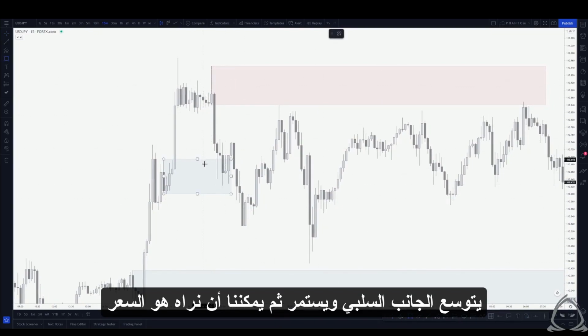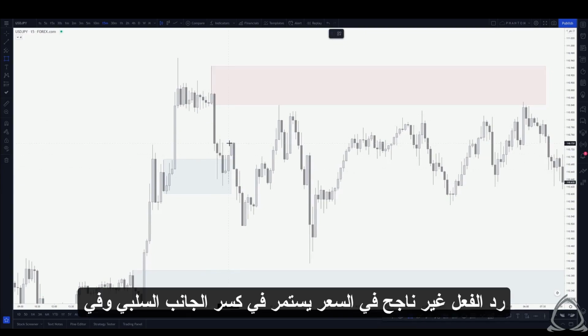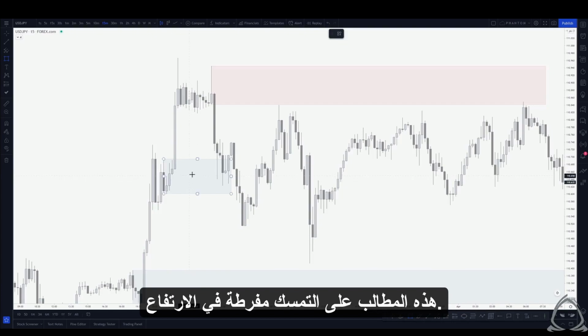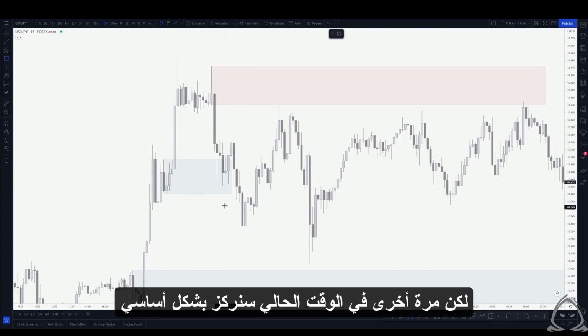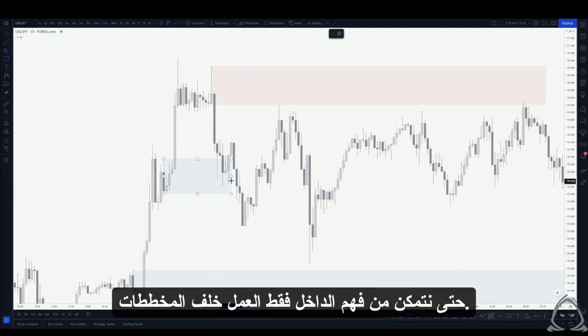And then what we can see is as price interacts with this demand zone, we do get a reaction. The reaction is not successful and price does continue to break to the downside. And in future episodes, we'll explain why the likelihood of this demand zone holding was not overly high. But again, for now, we're going to primarily focus on just drawing out supply and demand zones so that we can just understand the inner workings behind the charts.